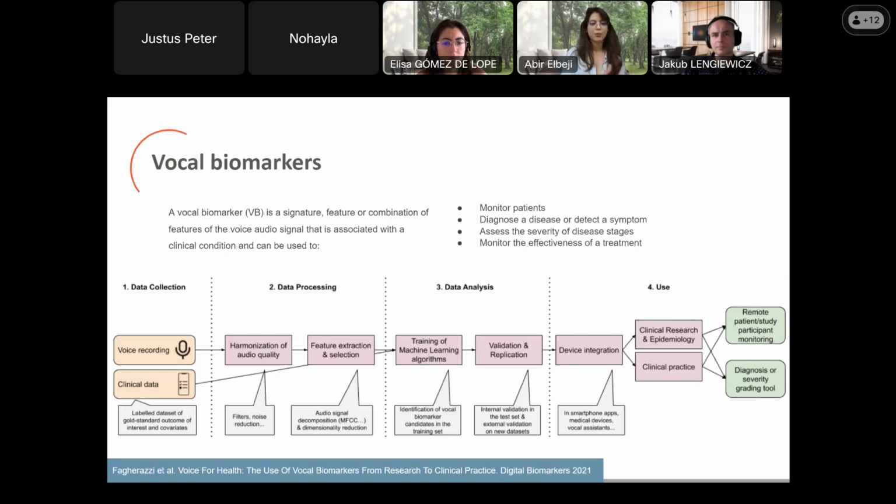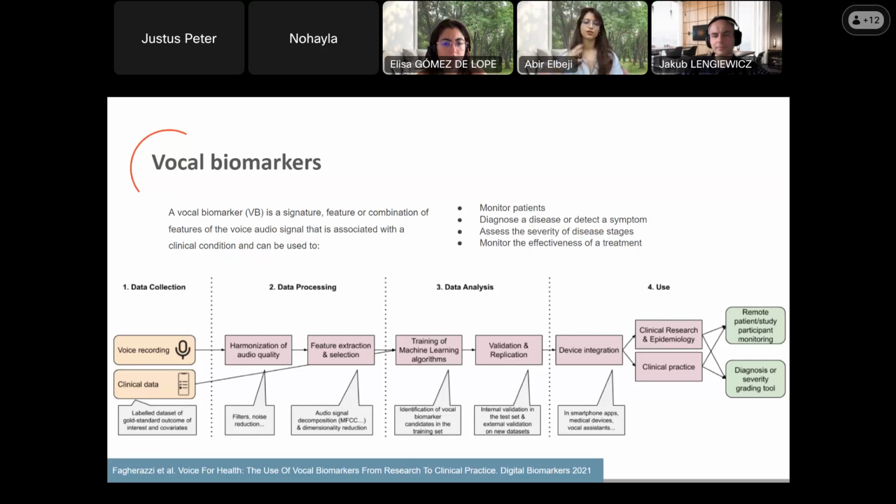Here I present the general pipeline of how we can go from collected audio samples to integrating vocal biomarkers in digital devices. First we start by collecting voice recordings with specific vocal tasks that are annotated with clinical data, that are filled questionnaires from participants or patients. We then pre-process the data, we harmonize its quality to filter the noise, and then we do feature extraction and feature engineering.